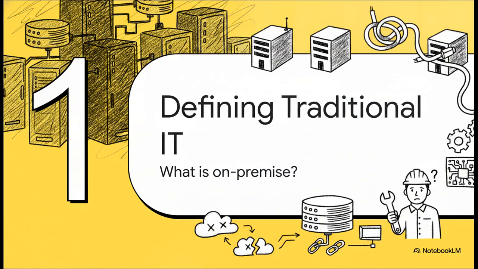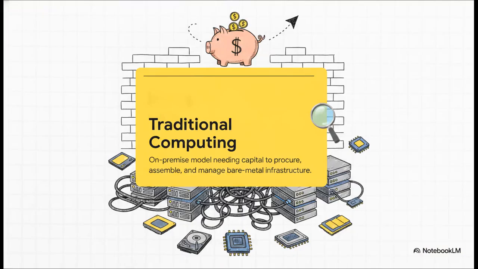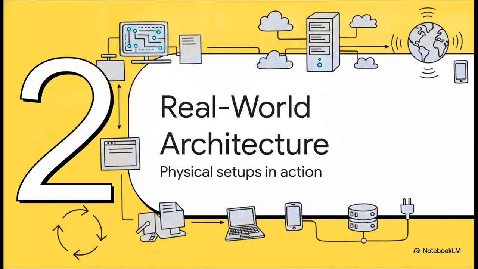To really grasp modern engineering, we first need to understand the exact environment developers have been struggling with for decades. So the crucial point here is that traditional computing requires you to physically own everything. It's an on-premise model. This means an organization has to front a massive amount of capital to buy, assemble, and manage their own physical bare metal infrastructure. You aren't just renting digital space somewhere. You're buying the actual hard drives, the processors, literally miles of cables, and you're physically installing them inside your own building.